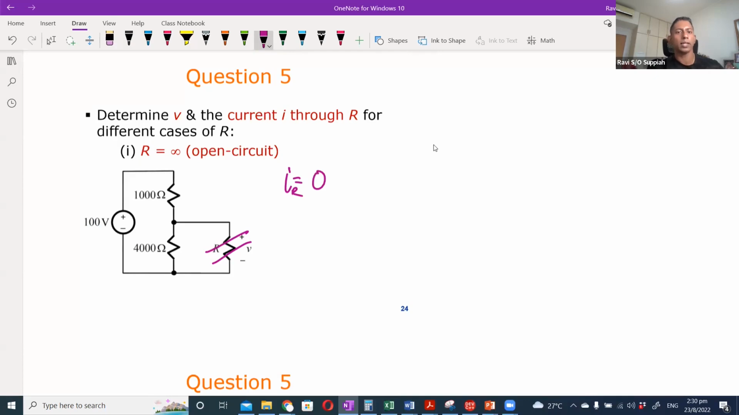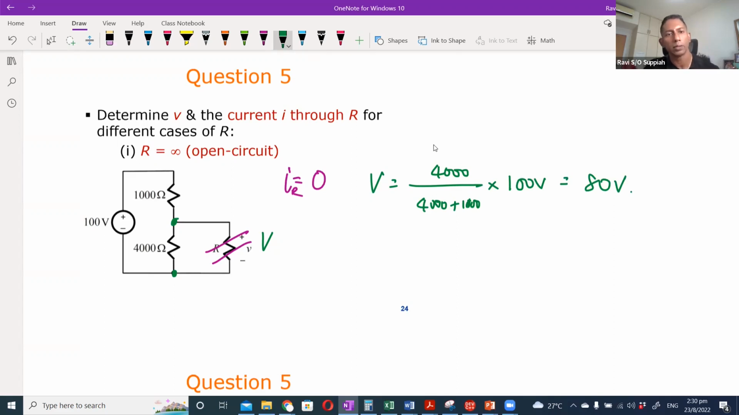So the voltage at this point here is the same as the voltage across the 4000 ohm resistor. It's just like if I remove the resistor and I measure the voltage across the 4000 ohm resistor, that voltage will be a simple voltage divider rule. So 4000 over 4000 plus 1000 times 100 volt, which will give me 80 volts. So that is when your R is open circuit. Current is 0 and the voltage is the same as the voltage across the 4000 ohm resistor directly.